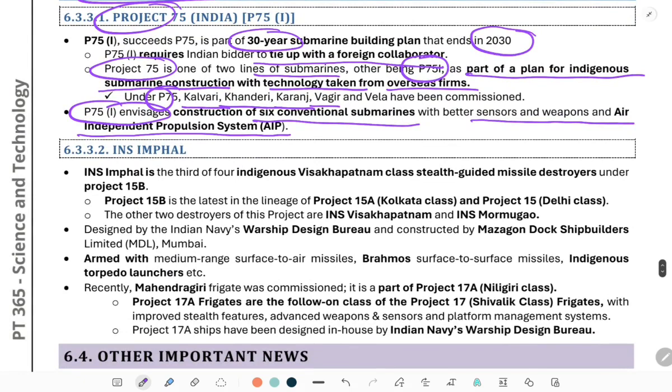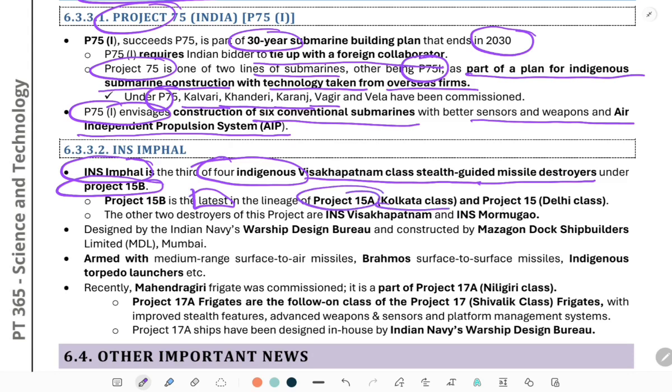Next, INS Imphal. This INS Imphal is the third of 4 indigenous Visakhapatnam class stealth guided missile destroyers under Project 15B. Project 15B is the latest in the lineage of Project 15A Kolkata class and Project 15 Delhi class. The other two destroyers of this project are INS Visakhapatnam and INS Mormugao.